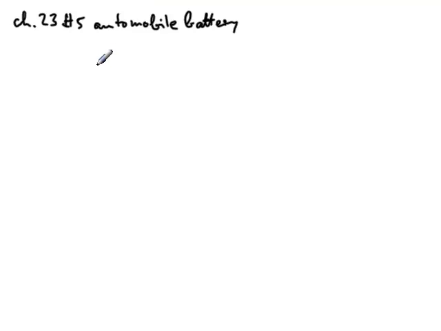This problem is from chapter 23, number 5, automobile and battery. It says the total charge that an automobile battery can supply without being recharged is given in terms of ampere hours. A typical 12-volt battery has a rating of 60 ampere hours, 60 amps for 1 hour, 30 amps for 2 hours, and so on. Suppose that you forget to turn the headlights off in your parked automobile. If each of the two headlights draws 3 amps, how long will it be before your battery is dead?